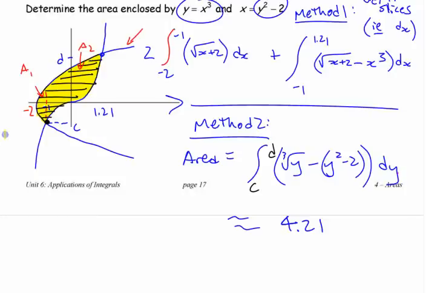You can use your calculator to evaluate integrals. You can use your calculator to solve the system to find those points. You don't have to show steps that you would in grade 11 for finding these intersection points, those 2 points. You can use your calculator for that if you need to, right?